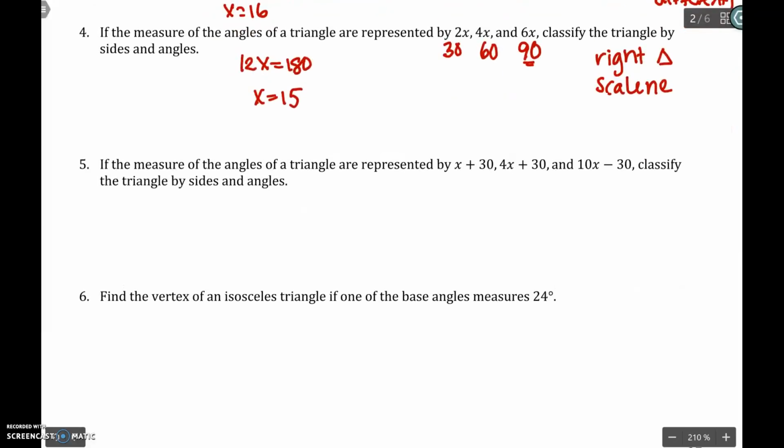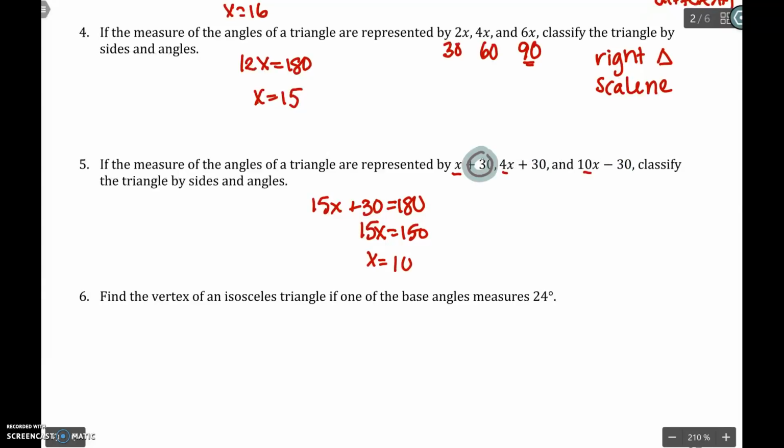Same idea here, we're going to add them up. I'm going to put those together and get 15x plus 30, and they would add up to equal 180 because that's what a triangle does. And we're going to solve. Subtract 30 from both sides, divide by 15, and you get 10. And then you're just going to substitute back in.